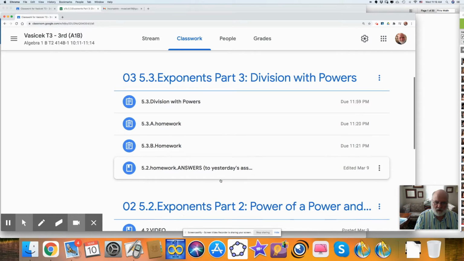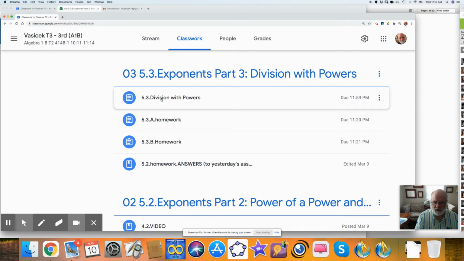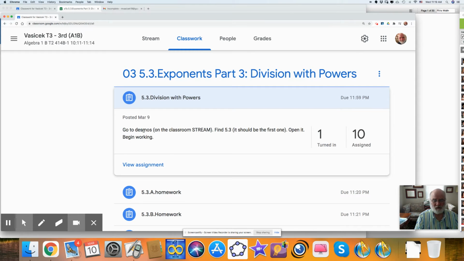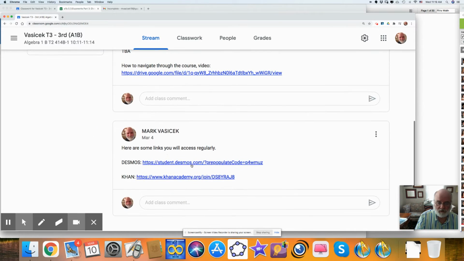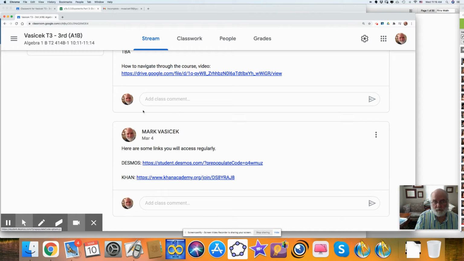In this, you'll notice here's the lesson, and it says go to Desmos. Where do you find Desmos? Don't just type in Desmos. You need to go to the Desmos link for my class, which is found under the stream, and go to 5.3, which should be the first one. There should be only 3 that are posted under this link, and then open it and begin working while I call roll. This is the way that you would do normally.